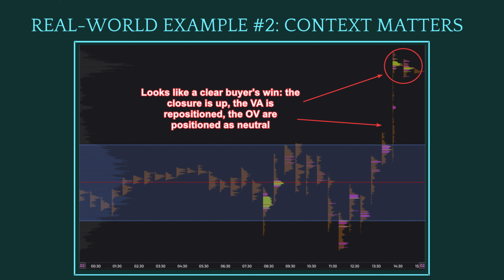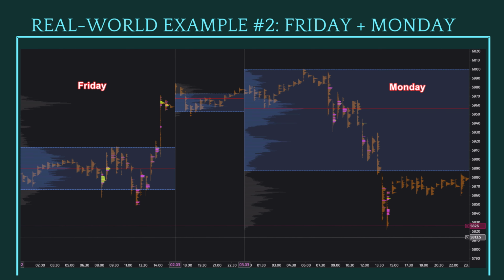Ron, what is missing here? Think for a second. What is missing here? The context. It was Friday, the end of the week. Oftentimes, the big players just close their positions at the end of the week. This is especially true when we speak about swing traders. Swing traders trade the 15-minute auction. See what happens on Monday.